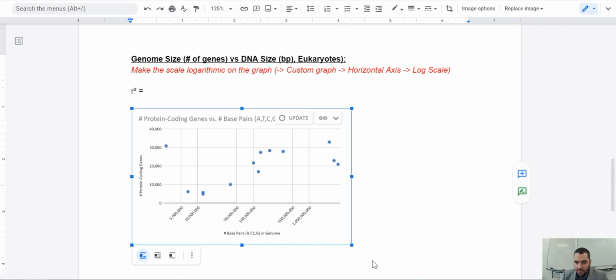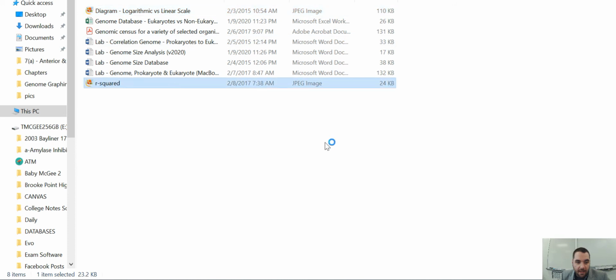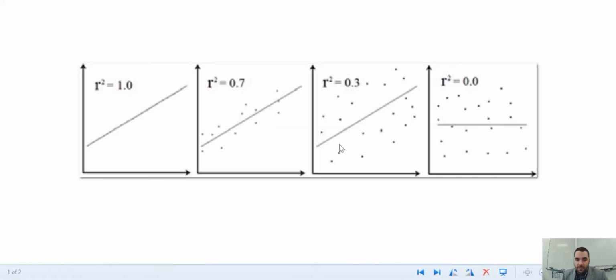So here is my graph, and you can see I just need to calculate my R-square value. And if I go back here, just like I showed in class, R-square is a measure of how related two variables are. An R-square of 1 means it is a perfect correlation. All the data points fall along a predictable path, whereas an R-square of 0 means the data is all over the place. Anything that's above 0.7 is usually a strong, and anything below 0.3 is considered a very weak correlation.